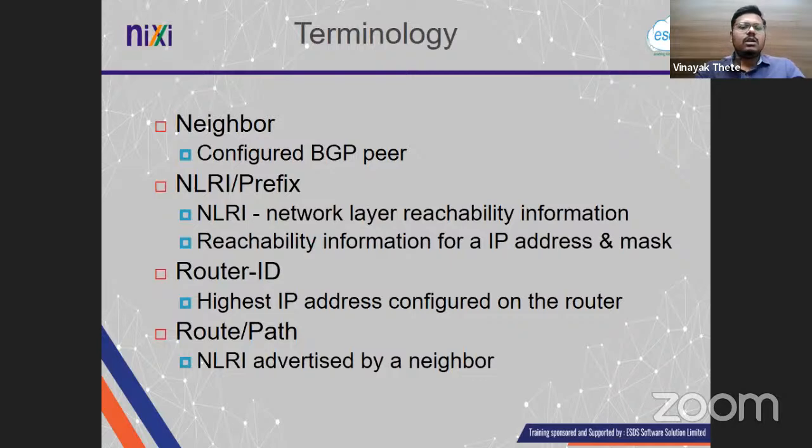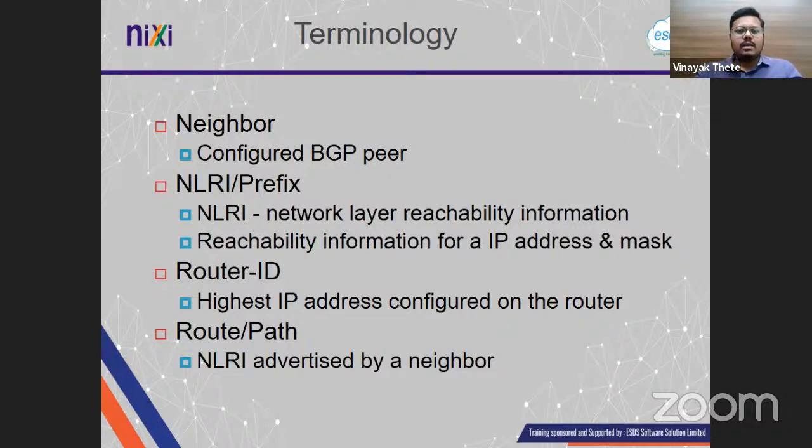Basically, a neighbor is a configured BGP peer. With AS number 1 and AS number 2, the two border routers between both ASes are neighbors, peers for each other. The neighbor means the configured BGP peer. Then the NLRI or prefix. NLRI is the network layer reachability information that is given to the BGP peering, the reachability information for an IP address or subnet mask for the routes.